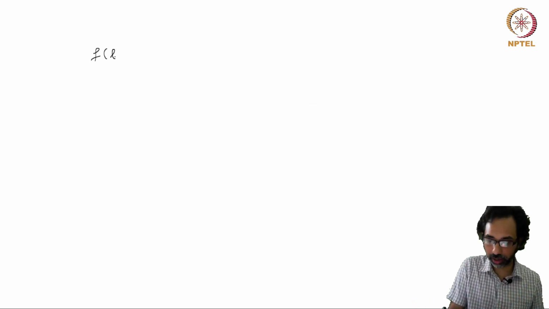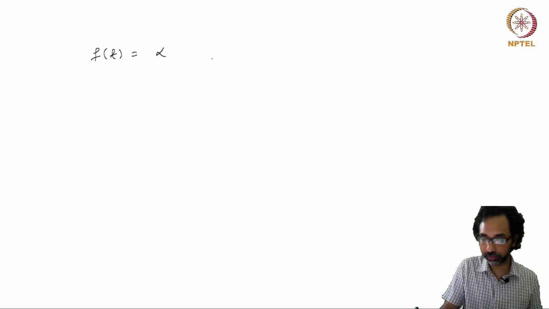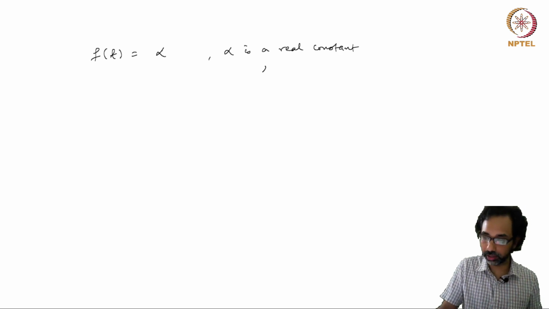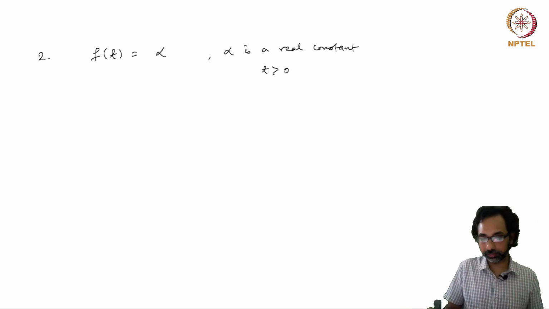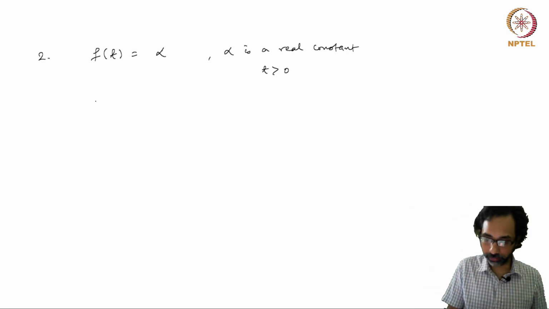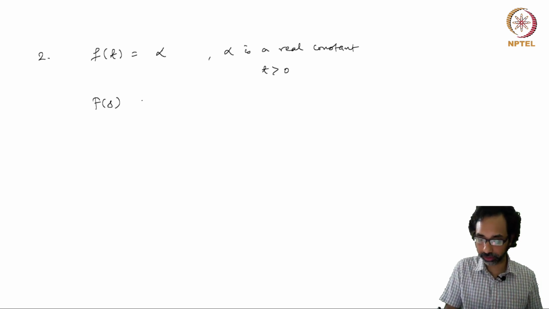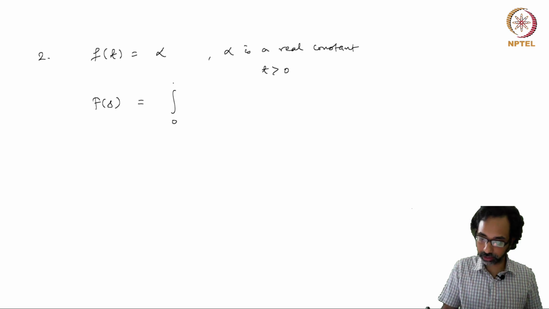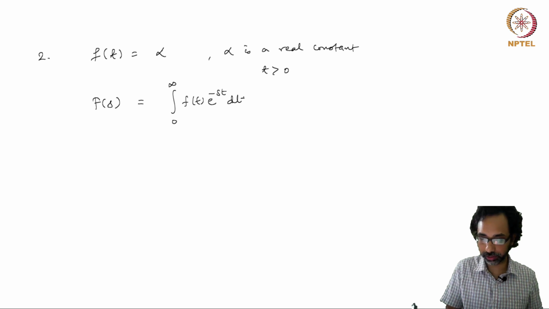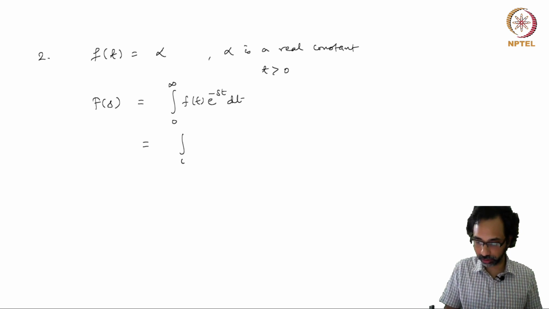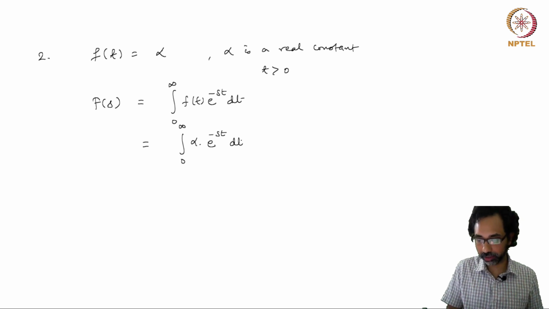Let me rewrite it again. f(t) equals alpha, where alpha is a real constant, and t is greater than 0. So again, we have the Laplace transform of this function, F(s). This is the integral from 0 to infinity of f(t) e to the minus st dt, which is now the integral from 0 to infinity of alpha times e to the minus st dt.